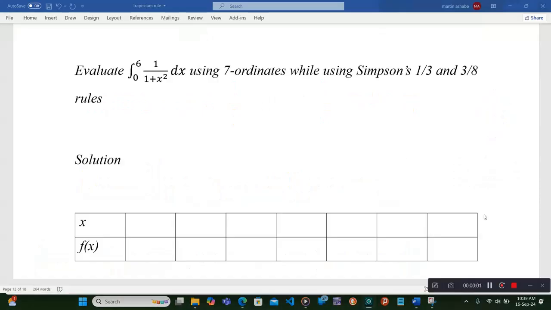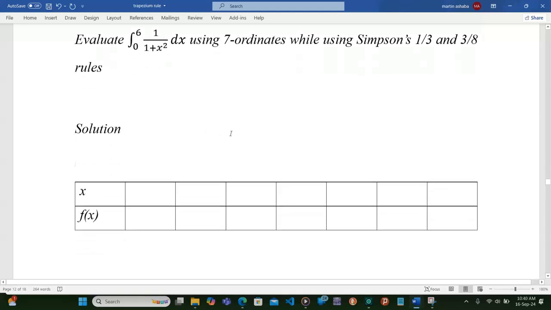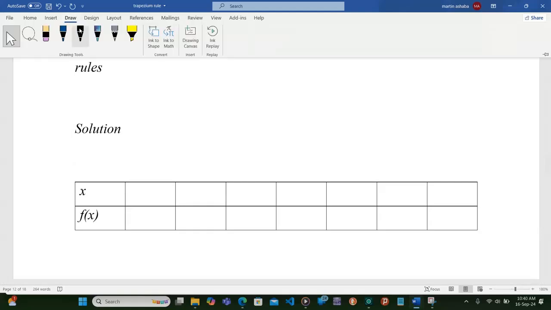Hello friends, in this video we are going to be looking at how we can utilize Simpson's 1/3 rule and 3/8 rule. So we are going to be using this example, the integral of 1 over 1 plus x squared from 0 to 6, and we are using 7 ordinates. So what do we mean? Right away, let's look at the solution for this problem.